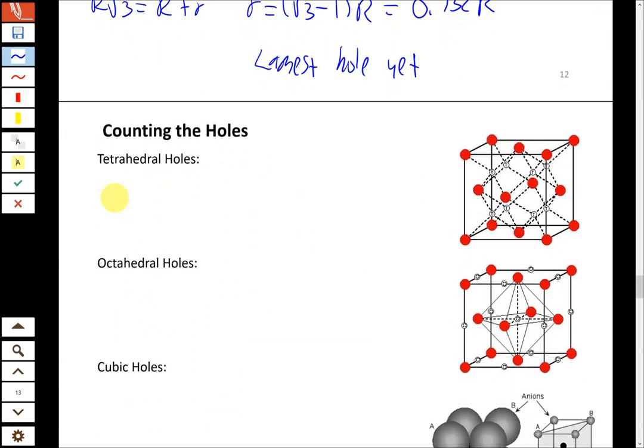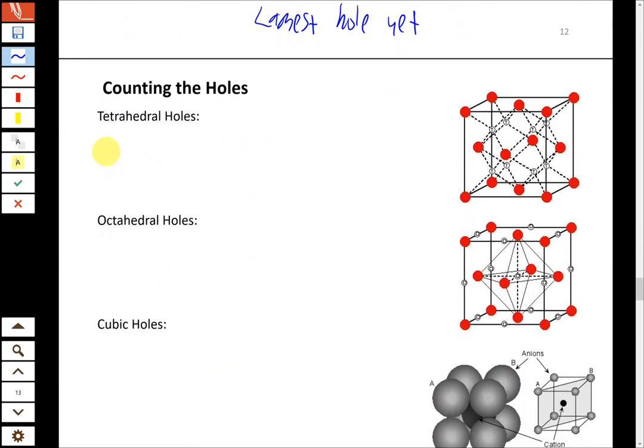The next thing we have to be able to do is count the holes. How many of them are there in a structure? So for the tetrahedral holes, again, this is FCC, and we said in the face-centered cubic lattice we'd have 4 anions if we're occupying the face-centered cubic positions with anions, which are shown in red here. Now, how many tetrahedral holes are there? Well, all 8 of the tetrahedral holes are completely inside the unit cell. Remember that these are located in the corners, but they're completely inside the cube. They're not on the boundary of the cube, they're not on the edge or the face or anything like that. They're completely inside the cube. So all 8 tetrahedral holes are inside the unit cell.